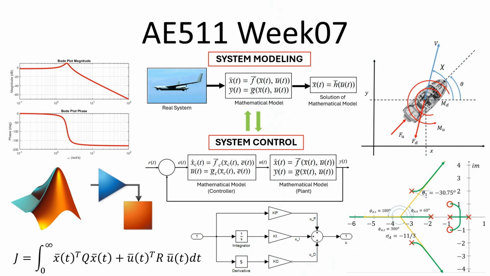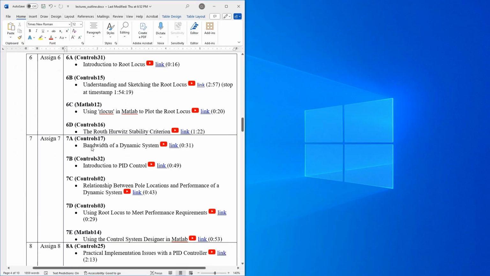So today we are on to week 7 of our AE511 class. So the roadmap of where we're headed this week is we are going to continue our discussion on closed loop control design via the root locus technique and jump right into that in week 7. Well, actually, to be honest, not exactly jump right into it.